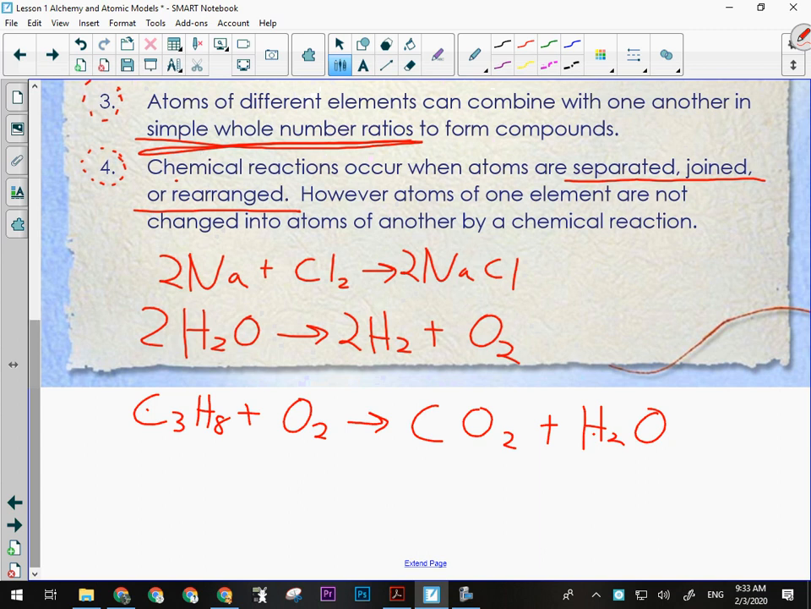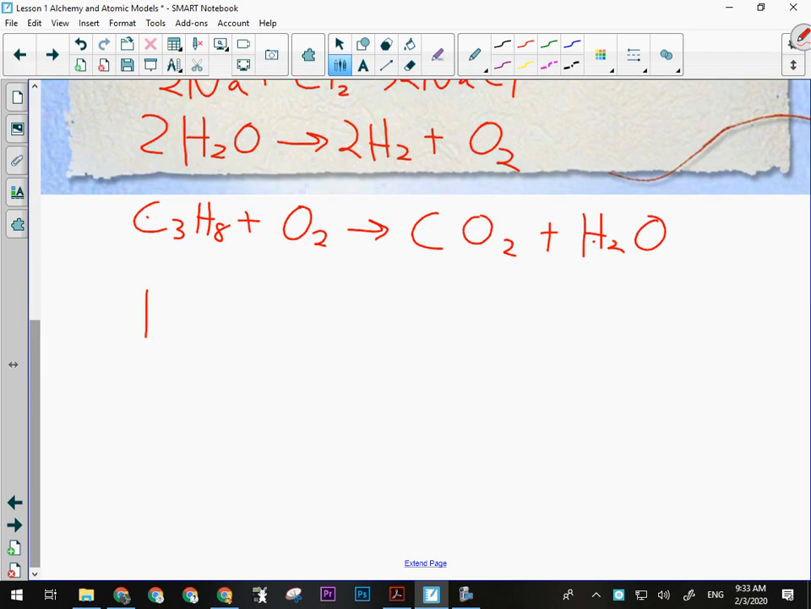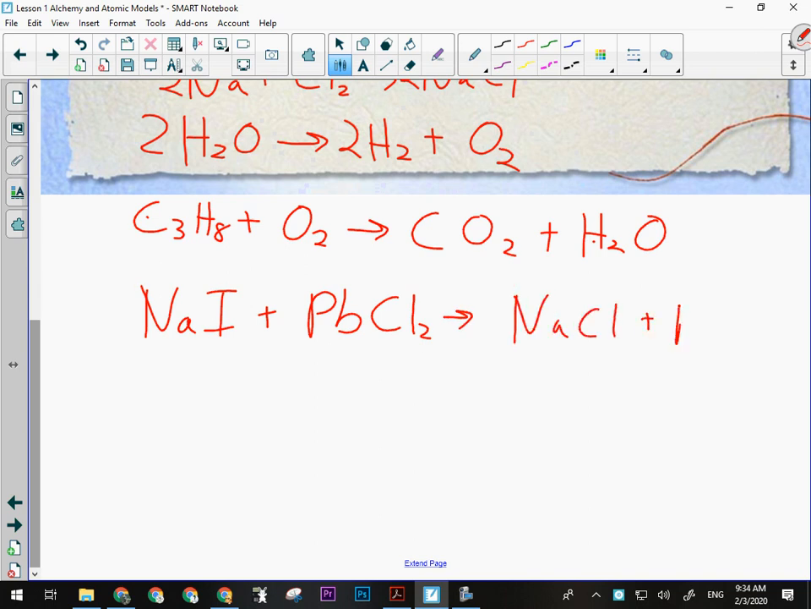We can even go as far as something like this. A double replacement reaction between sodium iodide and lead 2 chloride. On the other side, do I still have sodium, iodine, lead, and chlorine? I didn't create anything new. That's what Dalton's atomic theory says happens in a chemical reaction.